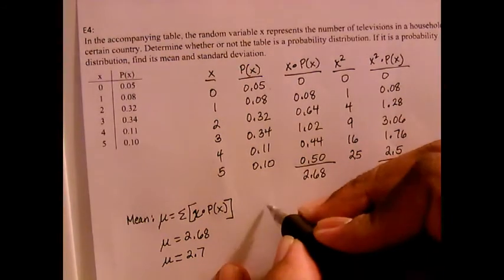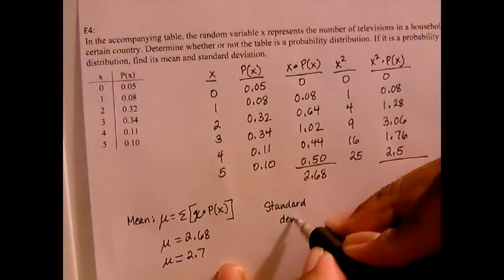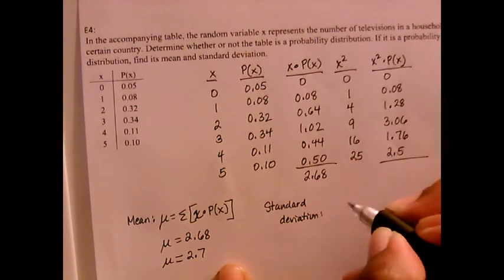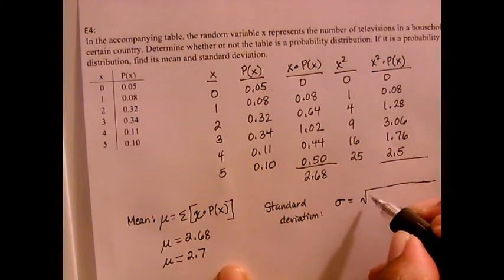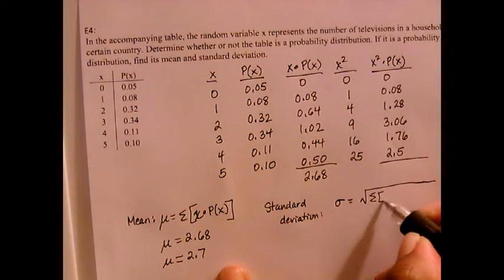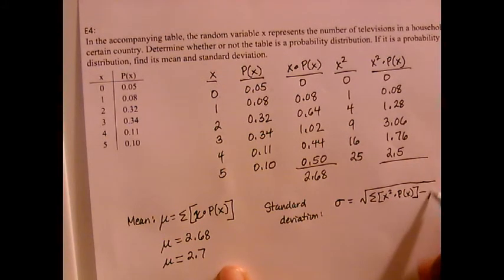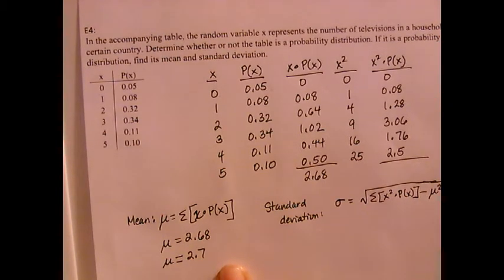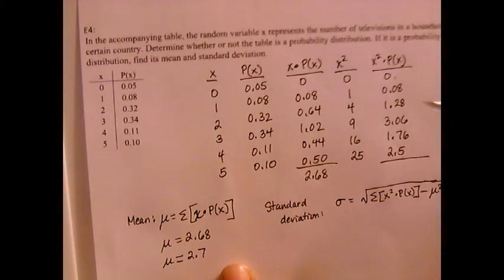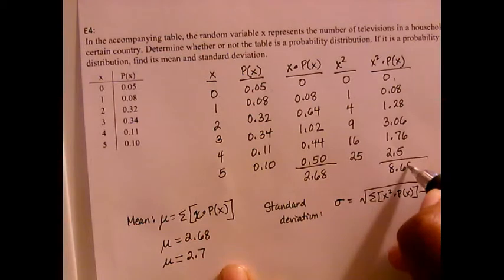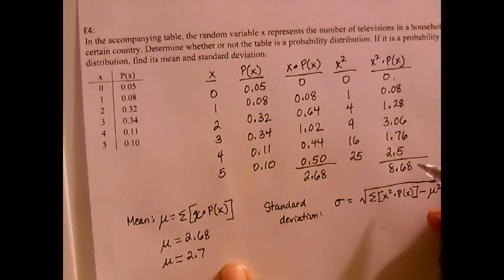Now for the standard deviation. That's this. Sigma is equal to the square root of the summation of x squared times p of x minus mu squared. What I need to do is sum up the x squared times p of x column. Add those numbers together, you're going to get 8.68. That 8.68 is what the sum of x squared times p of x is going to be.